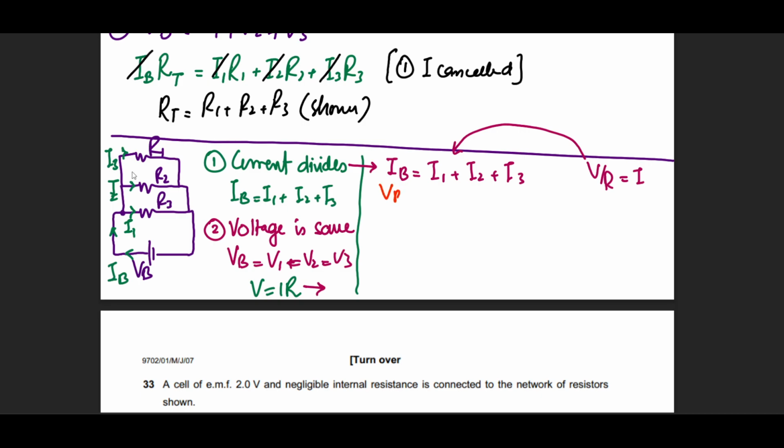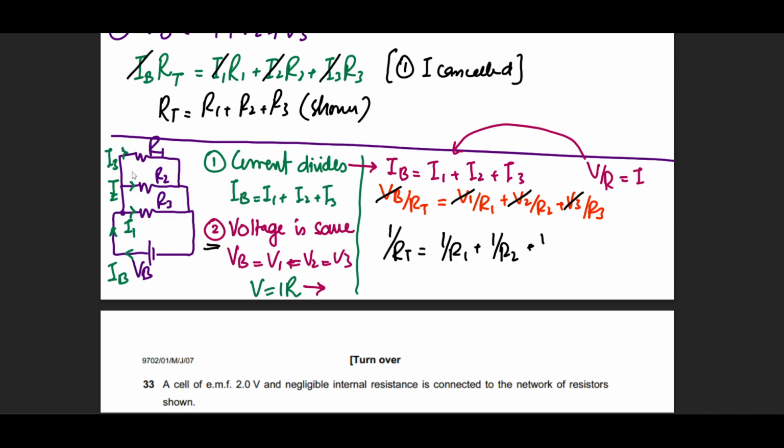So this is going to become VB divided by RT, or total resistance, equals V1 divided by R1 plus V2 divided by R2 plus V3 divided by R3. Now we understand that voltage is the same for all the resistors. So by that, we can realize that voltage is going to get cancelled out from this equation, and we are going to be left with 1 over RT equals 1 over R1 plus 1 over R2 plus 1 over R3. So again, the proof for parallel resistances is shown over here.